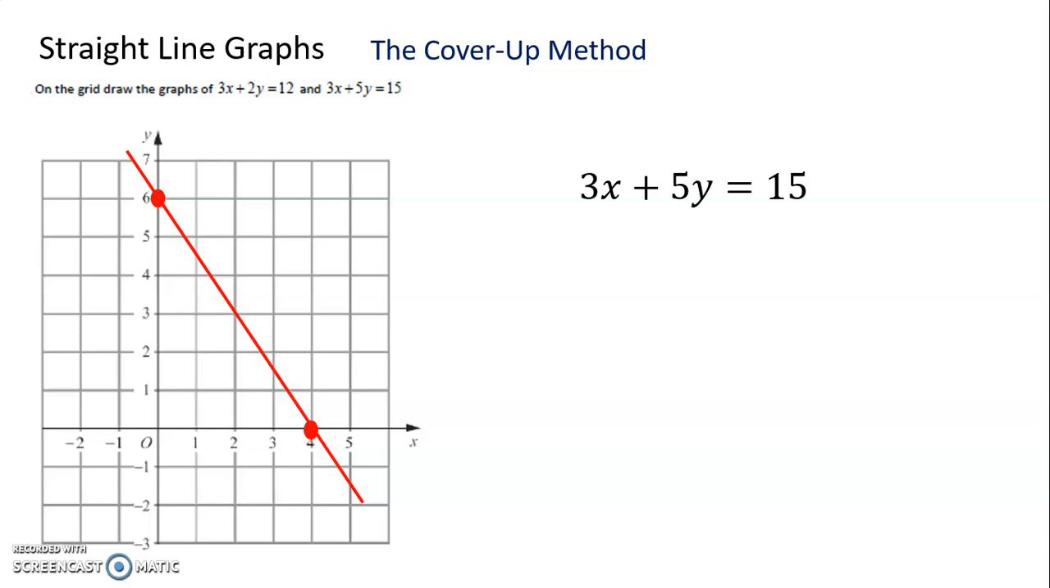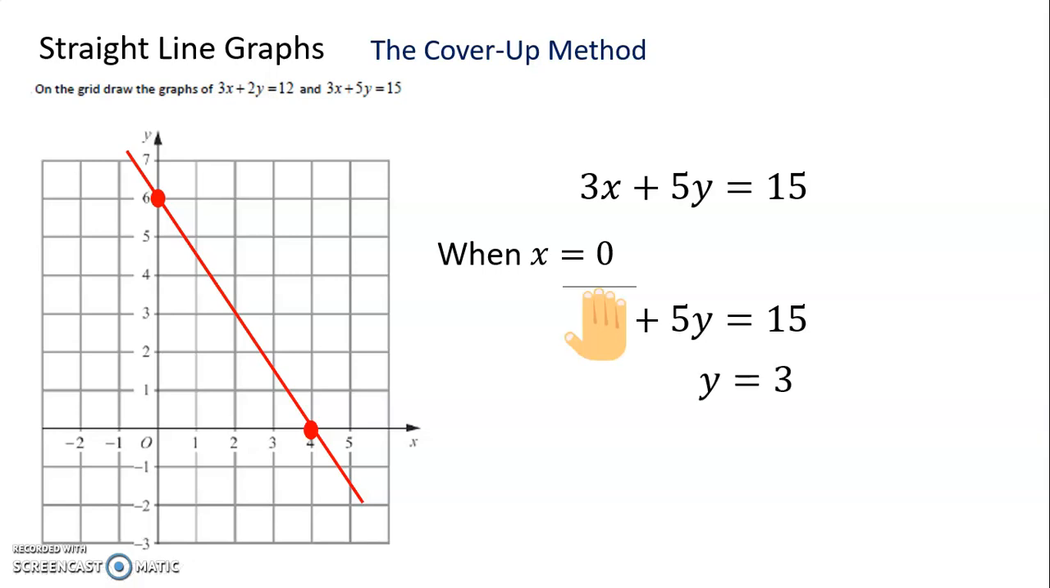We're now going to start thinking about what happens when x equals 0. So what I'd like you to do is pause the video, put your hand over the x's, and work out what the y coordinate is when x equals 0. So pause the video and have a go. Okay, so you should have placed your hand over the 3x, there's 0, and that leaves us with 5y being equal to 15. Divide through by 5, and y equals 3. So I've got a coordinate of 0, 3.